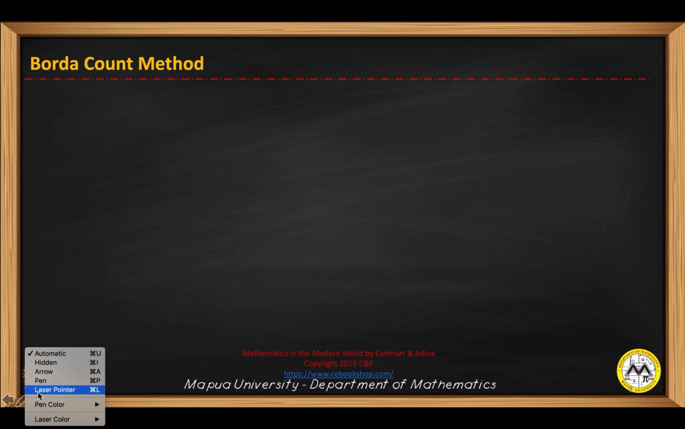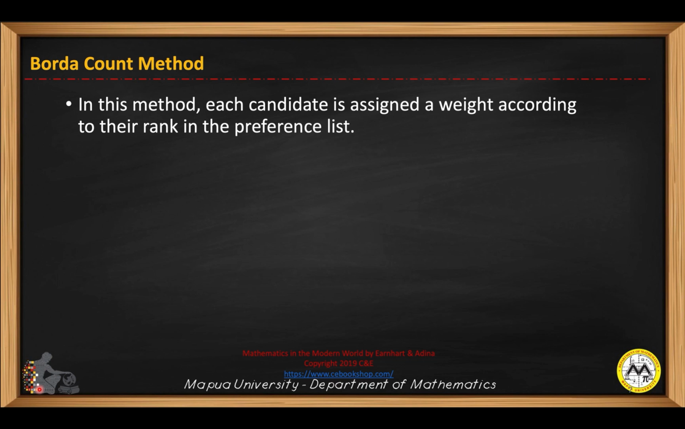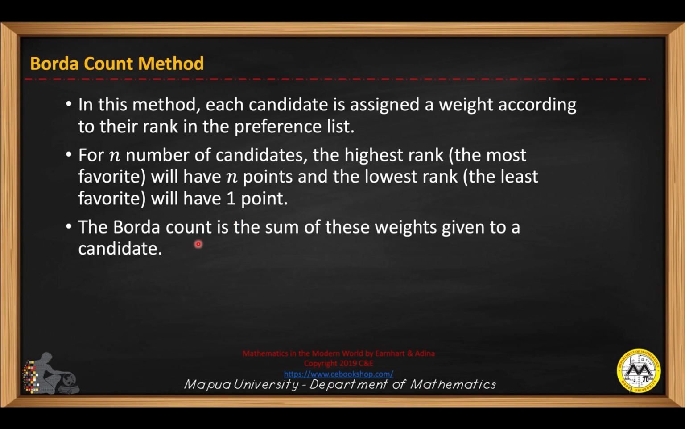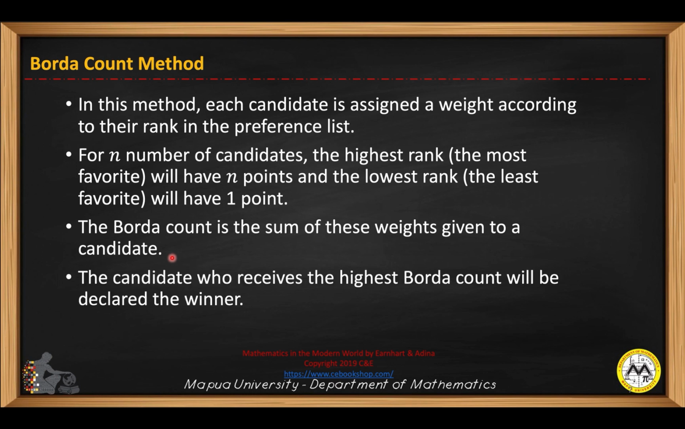Okay, let's have another method known as the Borda count method. In this method, each candidate is assigned a weight according to their rank in the preference list. If we have n number of candidates, the highest rank will have n points, followed by n minus 1, then n minus 2, and then the lowest rank would be 1 point. The Borda count is the sum of the weights given to a candidate. So the candidate who receives the highest Borda count will be declared the winner.